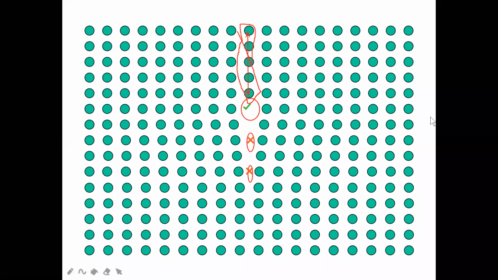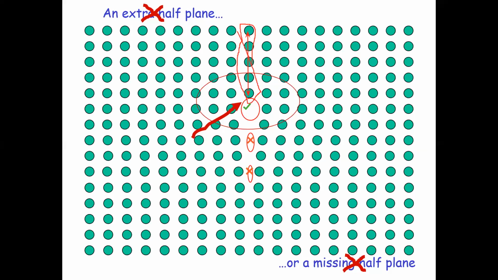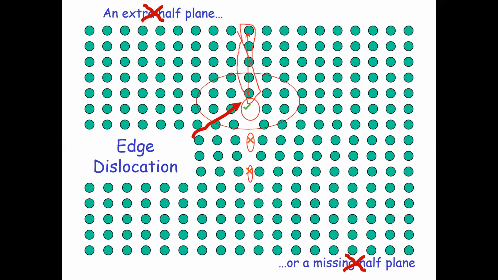So you can represent this particular geometry neither as an extra half plane nor as the missing half plane. Rather, we define the edge of this extra half plane as the one-dimensional defect, which we refer to as the edge dislocation. So this is the position where your edge dislocation lies.